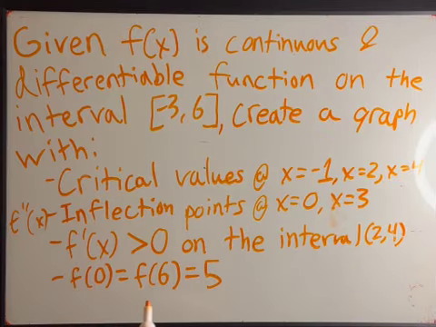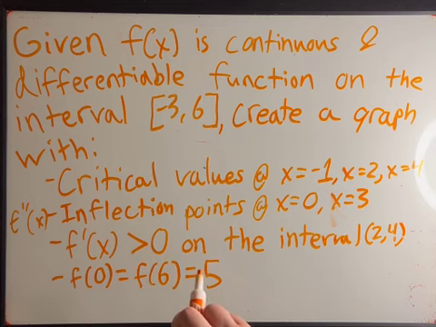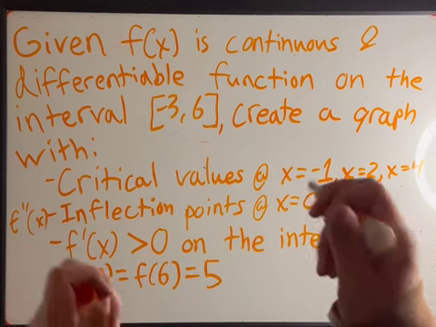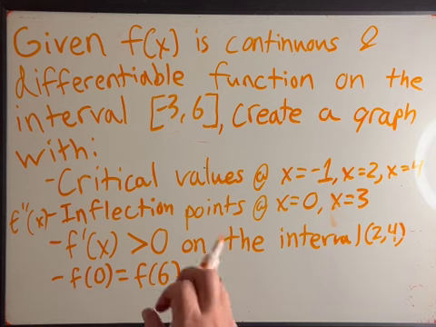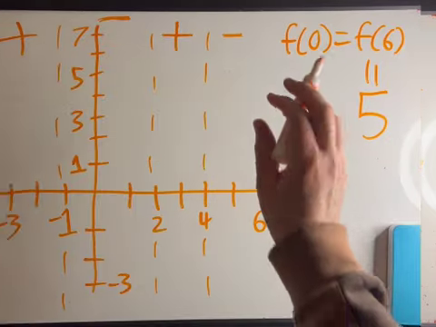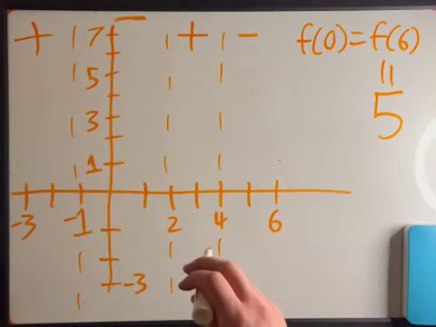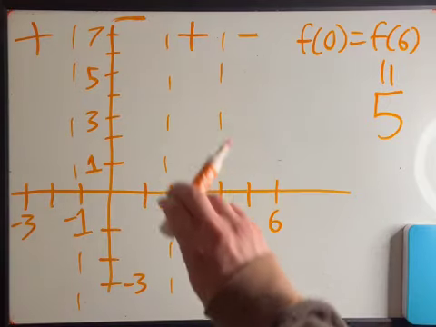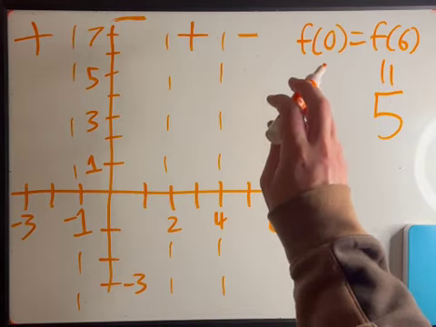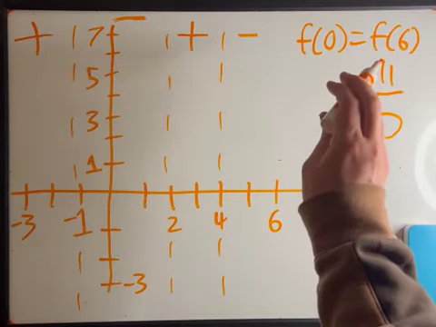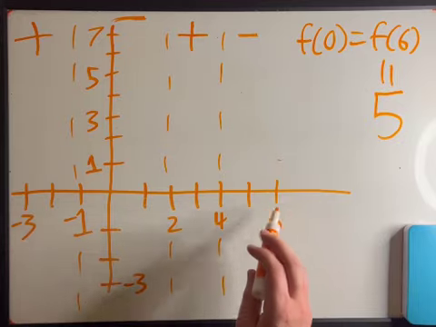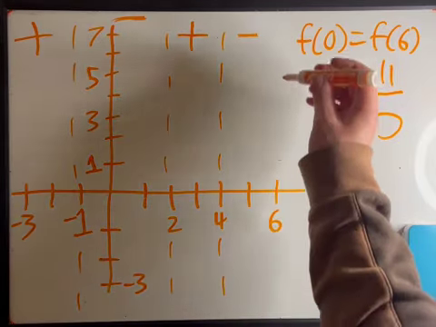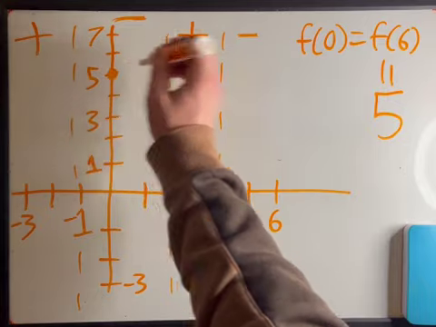Finally, this last tidbit of information, f of 0 equals f of 6, which equals 5. This is telling us our only guaranteed points on the graph, and it's that f of 0 is at 5 and f of 6 is at 5. Now, this tidbit of information is probably the most concrete we have. It's just telling us where a certain point lies, which means that at the x value of 0 and the x value of 6, our y value is 5. So I'm going to draw those points on here.